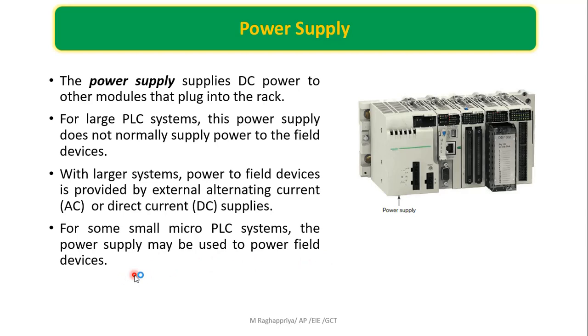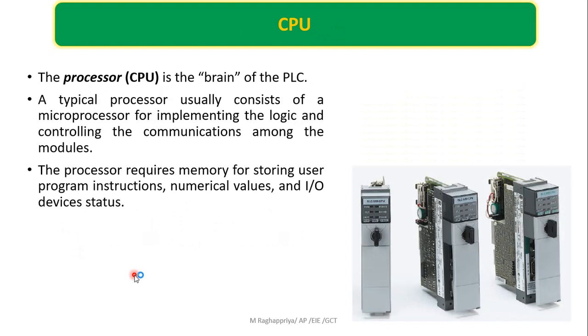So this is the power supply. Next is the CPU. The CPU is the processor. We know that it is the brain of the PLC. It is the typical processor which will be executing our logic. So we will be writing some kind of program, and that program will be stored inside the processor, and that program will be executed each and every time.